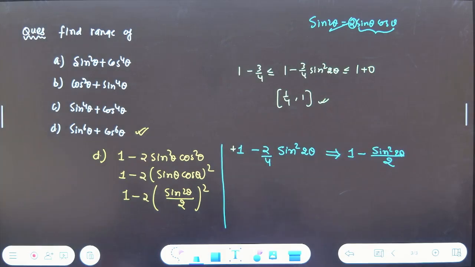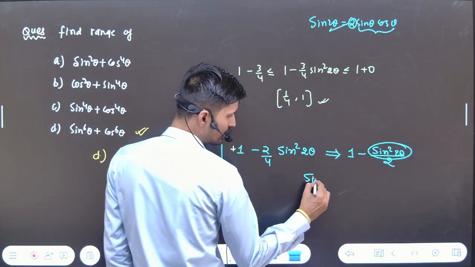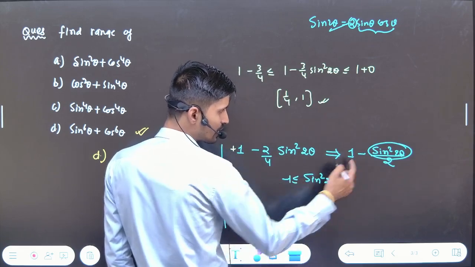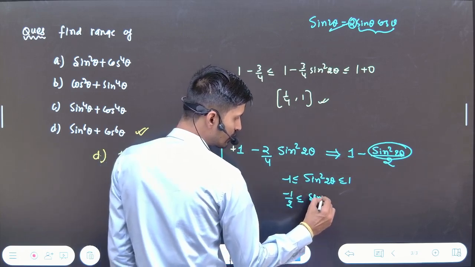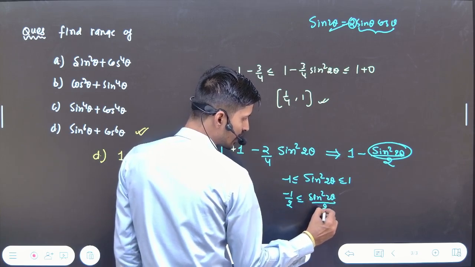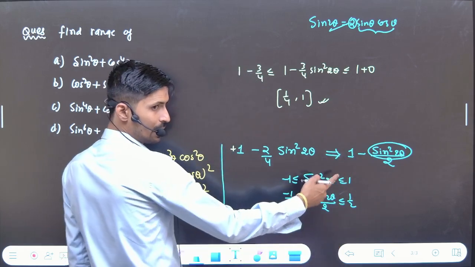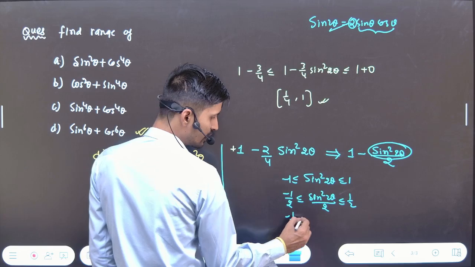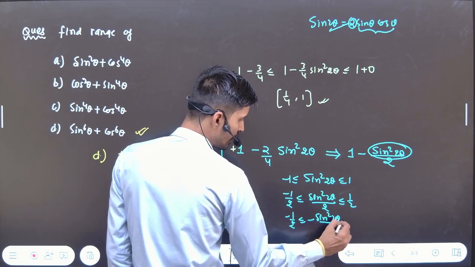To explain, raise your hand. The range is 1 by 2 to 1. I will start from sine square 2 theta. Sine square 2 theta is less than or equal to 1 and greater than or equal to minus 1. Now divide by 2. Minus 1 by 2 is less than or equal to sine square 2 theta divided by 2, which is less than or equal to 1 by 2. Multiply by minus. If you multiply by minus, this will come to that side and that will go to this side. So minus 1 by 2 will come this side, minus sine square 2 theta by 2, and it will come 1 by 2.